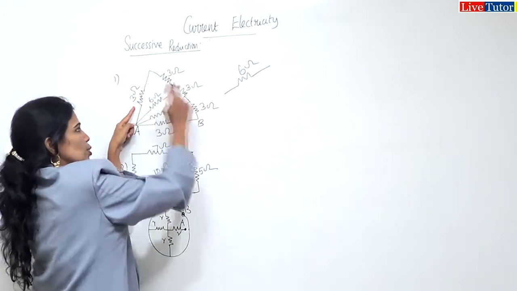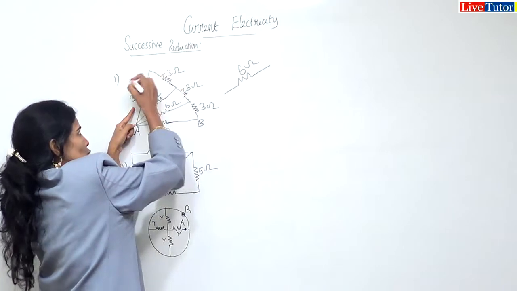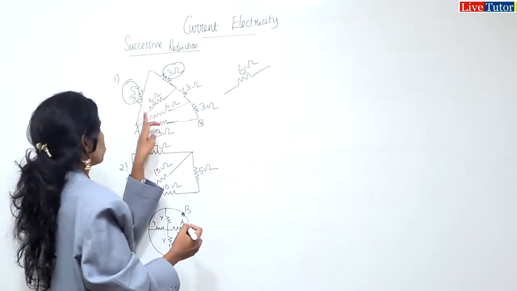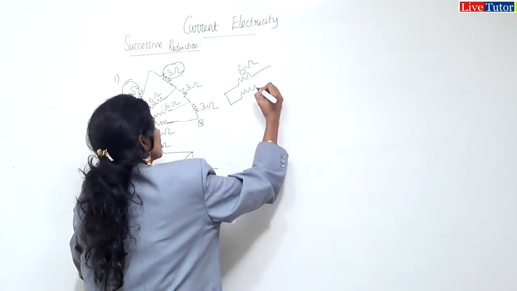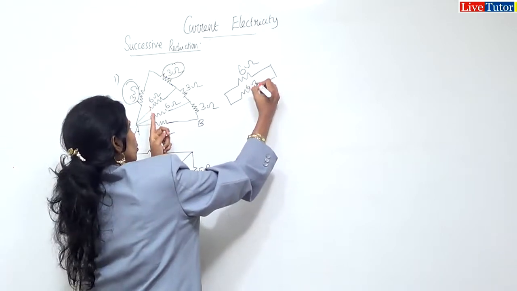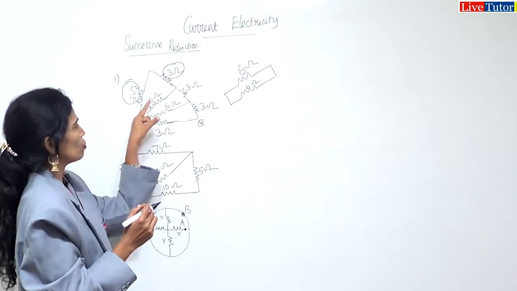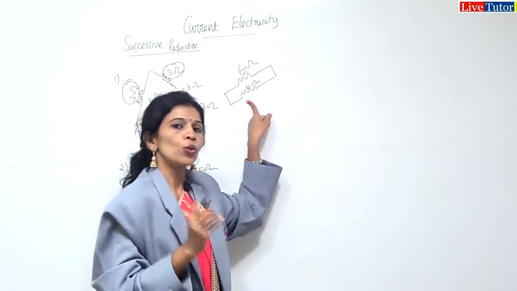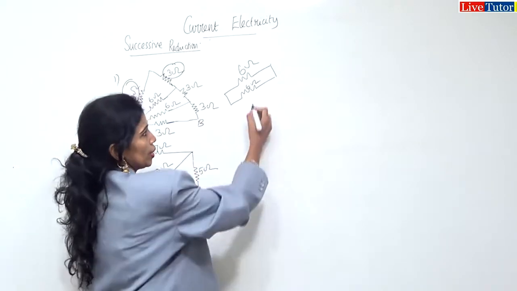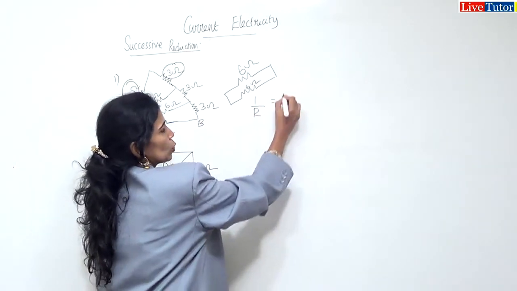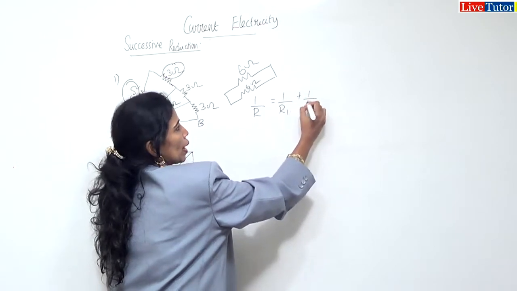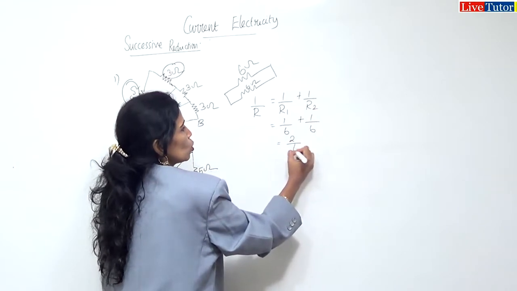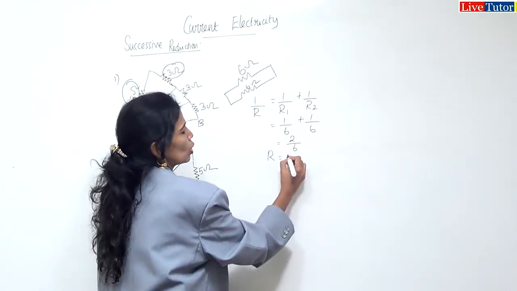Now, look at this 6 ohm. This is the resultant resistance of these two resistors. Actually, I have solved only these two resistors. Now, this 6 ohm, and the other part you can see as another 6 ohm. Now, these two 6 ohm are in parallel. When it is in parallel, how do we find the effective resistance? What formula did I tell you? 1 by R equals 1 by R1 plus 1 by R2. So, 1 by 6 plus 1 by 6 equals 2 by 6. So, R equals 3 ohm.